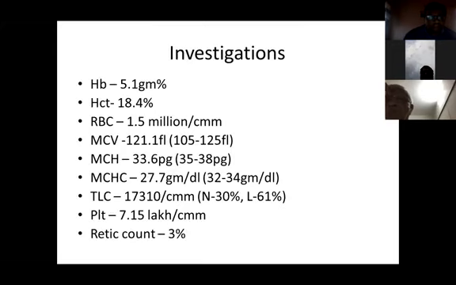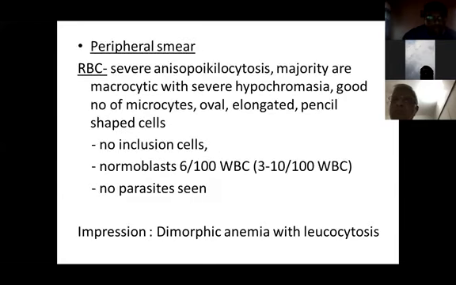On investigation, hemoglobin was 5.1, hematocrit was 18.4, RBC was 1.5 million per cubic millimeter, MCV was 121, MCH 33, MCHC 27.7 gram per dL. Total leukocyte count was 17,310. Platelet was 7.5 lakhs. So the hemoglobin was low here, and the RBC was 1.5 million. The hematocrit was also low.